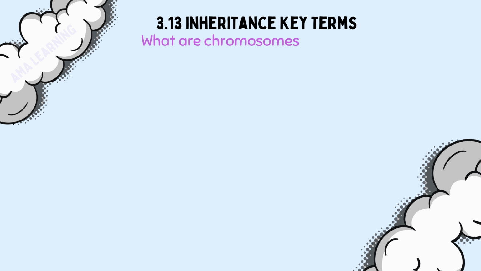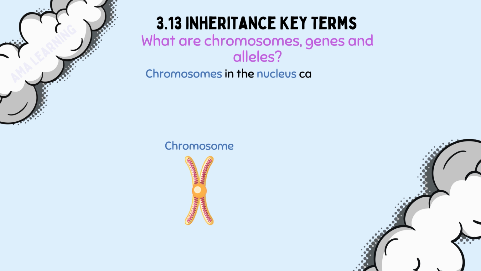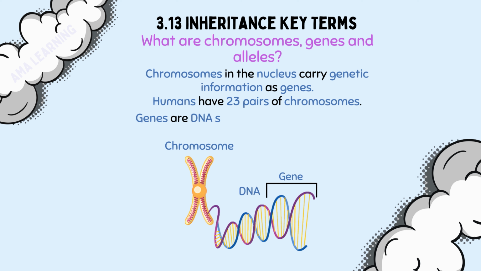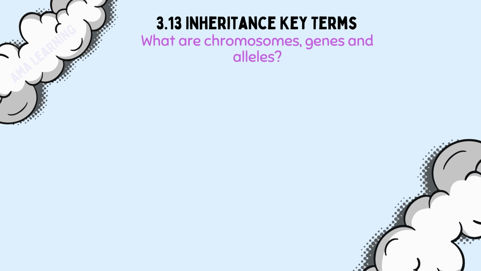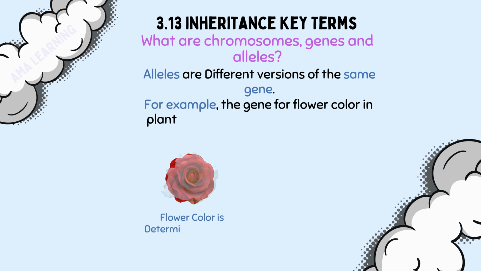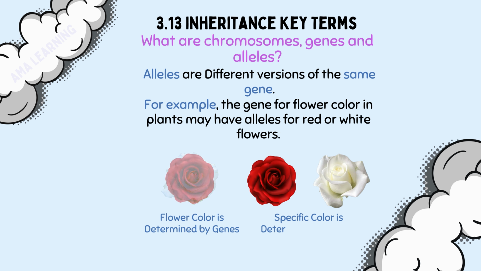What are chromosomes, genes, and alleles? Chromosome: a structure found in the nucleus that carries genetic information in the form of genes. Humans have 23 pairs of chromosomes. Genes: a specific section of DNA that codes for a particular protein. Genes determine traits like eye color or blood type. Allele: different forms of the same gene. For example, the gene for flower color in plants may have alleles for red or white flowers.